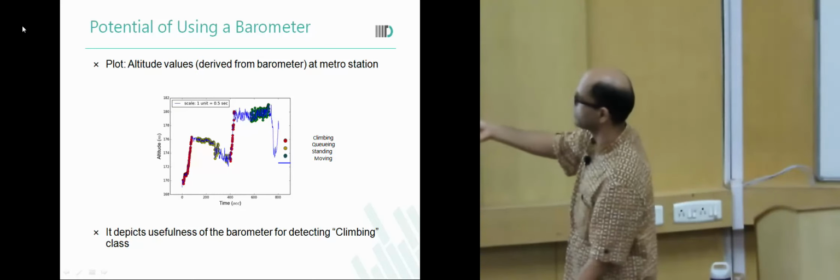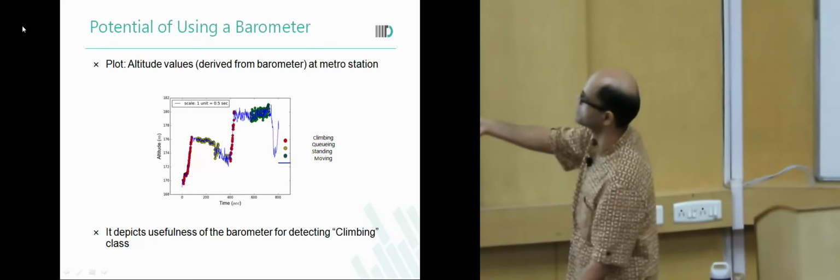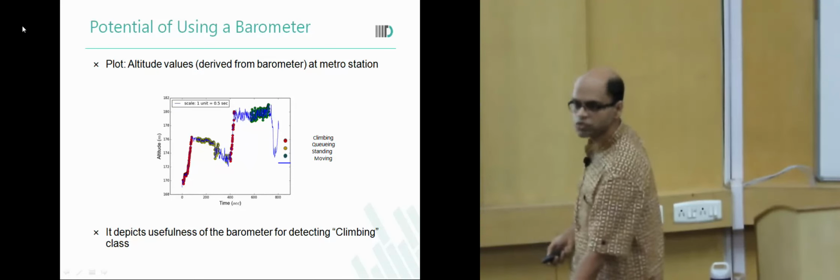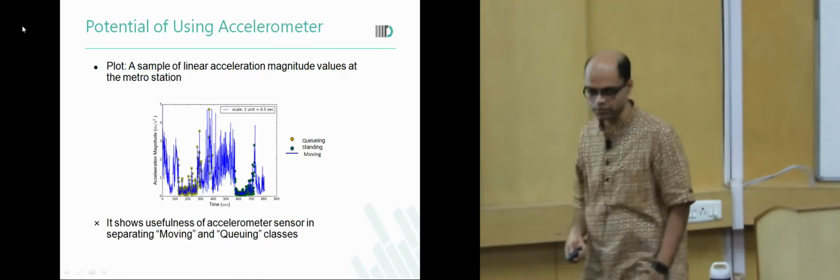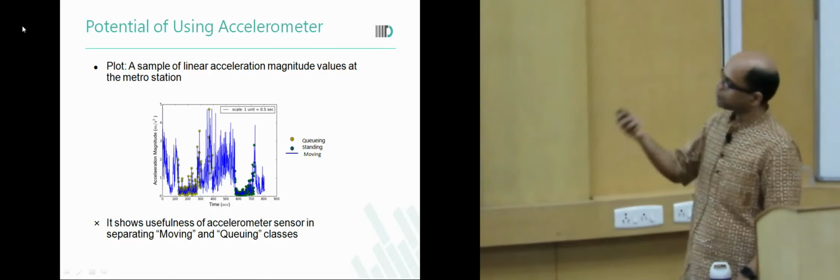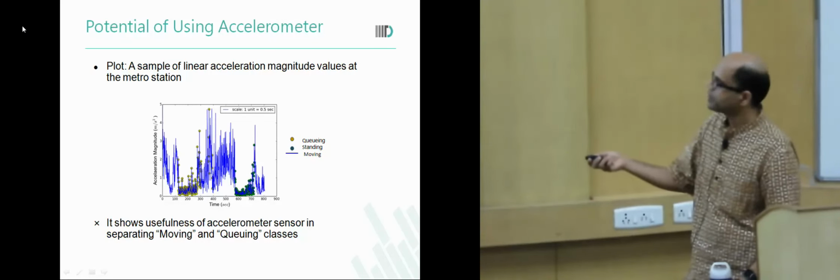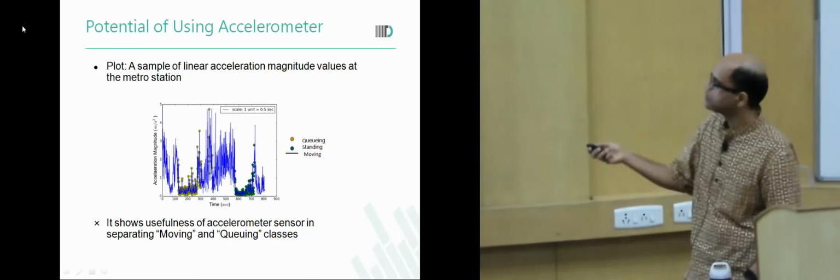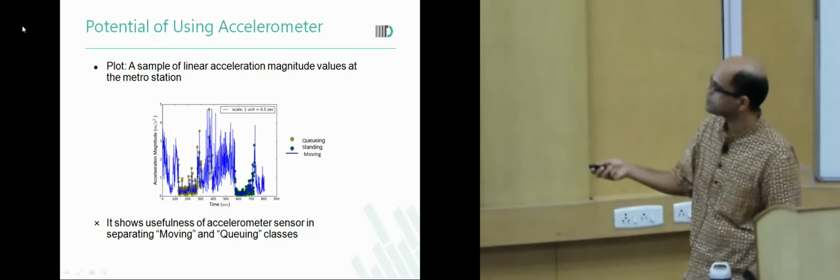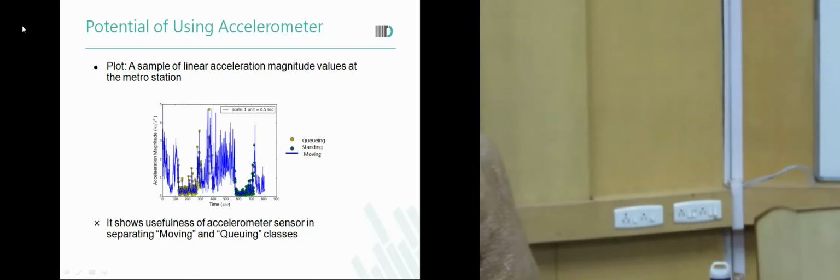So this is again the time plot. On the x-axis you have time, this is the altitude, and we see the barometer gives you a visual indication that you can differentiate between these two. Now for the other activities, the 3 classes, if you look at the accelerometer again, there is one which is queuing, this yellow, the green one is the standing, and the blue one, the lines which are not really visible here, this is all blue, it's the moving.